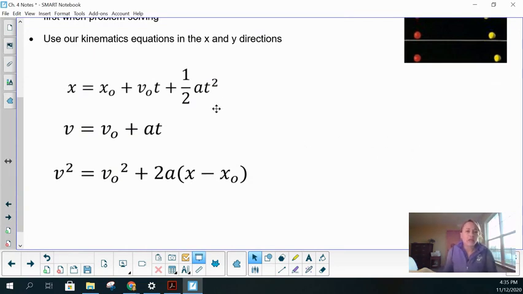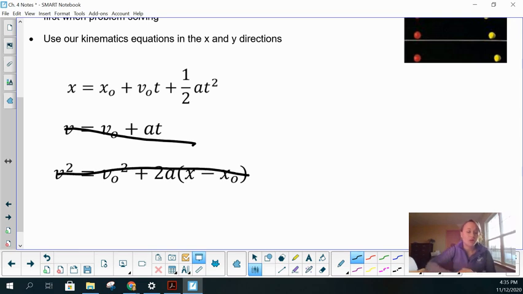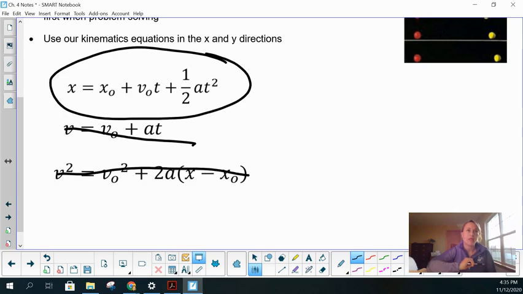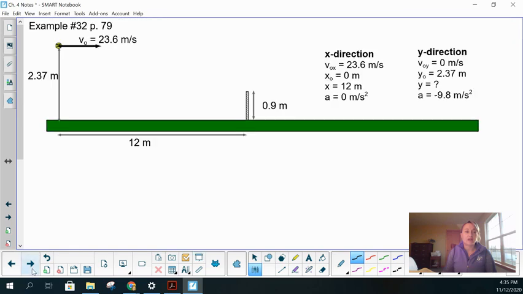And we know that our velocity in the x direction doesn't change over time. And so that second equation is not really going to be very useful, nor will that third equation. We're actually going to use our position equation. And I'm going to ask you to go ahead and use the position equation to find the flight time. So right now, I want you to use the position equation to find the flight time.